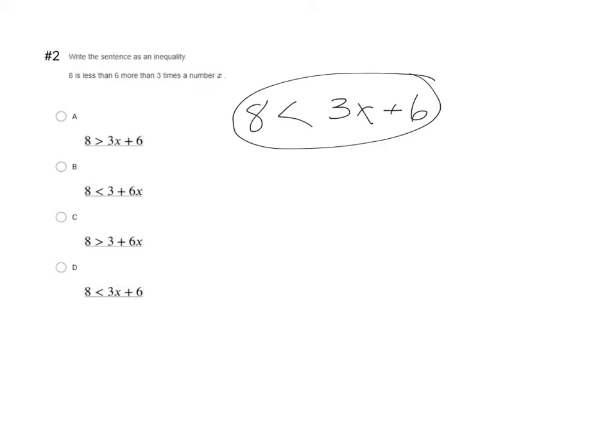Question number 2. Write the sentences in inequality. 8 is less than 6 more than 3 times the number x. 8 is less than what? 6 more than 3 times the number x. 3 times the number x plus 6 more. 8 is less than 3 times the number x and 6 more. So that one looks like letter D.